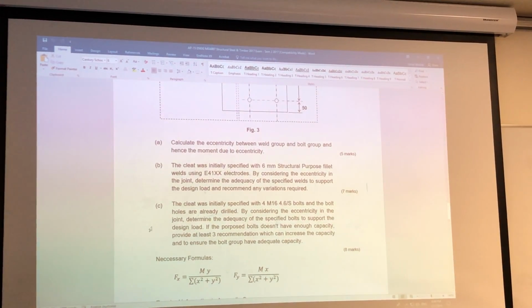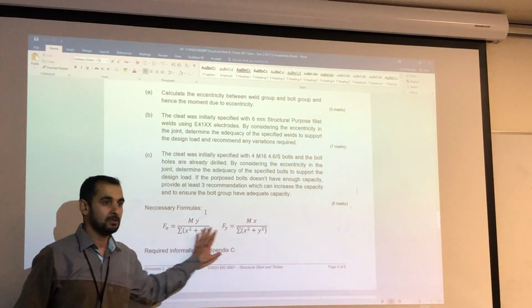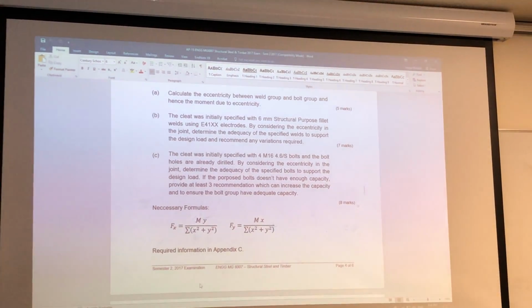No, I'm just joking. Okay, now there are two formulas given here. You should be quite familiar with these. Now, let's go to the model answer.